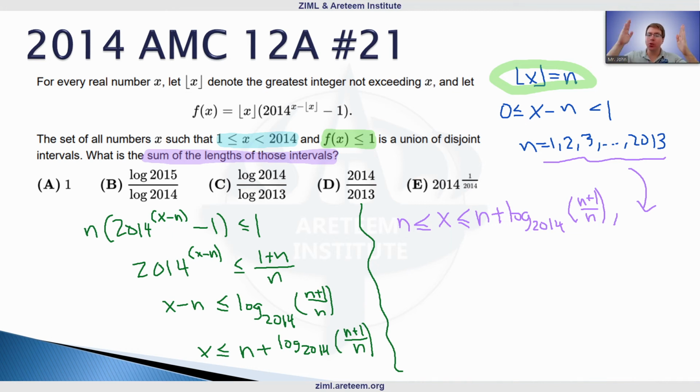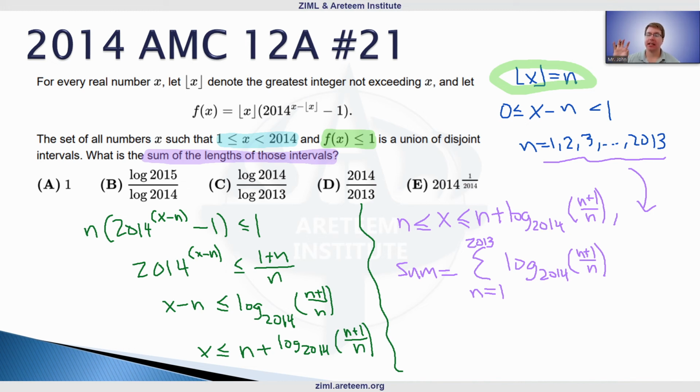Now, the sum of the lengths of these intervals, and let me use summation notation here just to save some room. If you need to write this out, write it out piece by piece. There's no shame in doing that. But here we have this sum, so each interval is of length log base 2014 of n plus 1 over n. So we have log base 2014 of 2 over 1 plus log base 2014 of 3 over 2, etc.